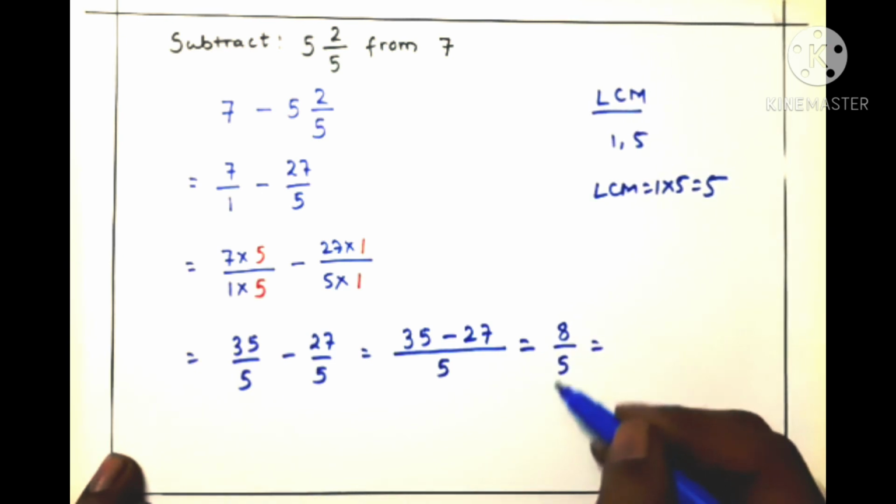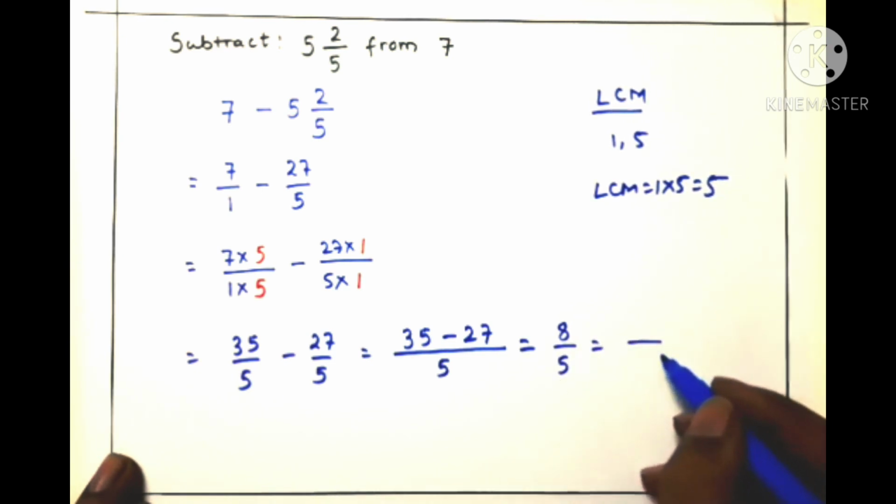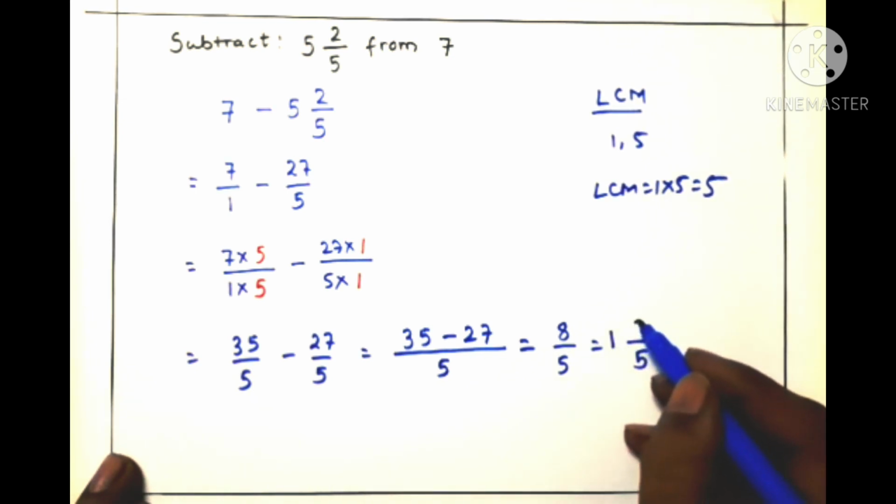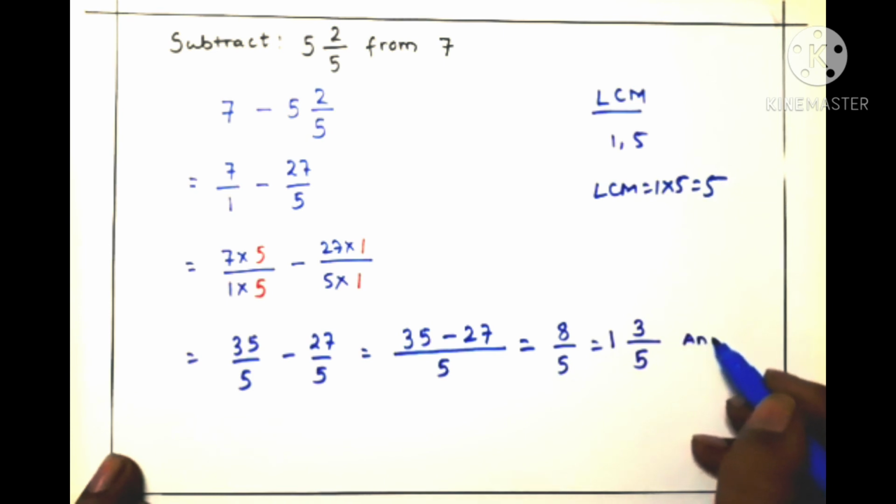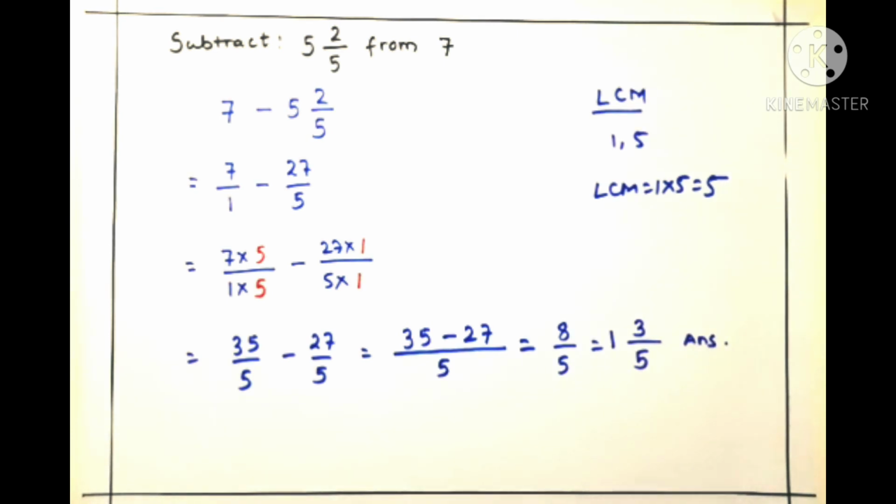Now as this is an improper fraction, we can always convert it into a mixed number. So 5 1s are 5, the remainder is 3. So 1 whole 3 by 5 will be the answer when we subtract 5 whole 2 by 5 from 7.